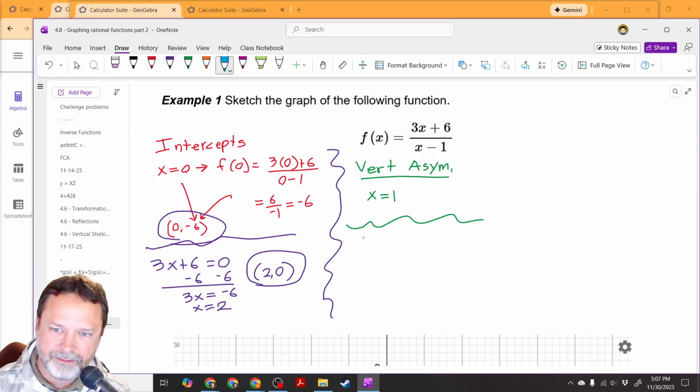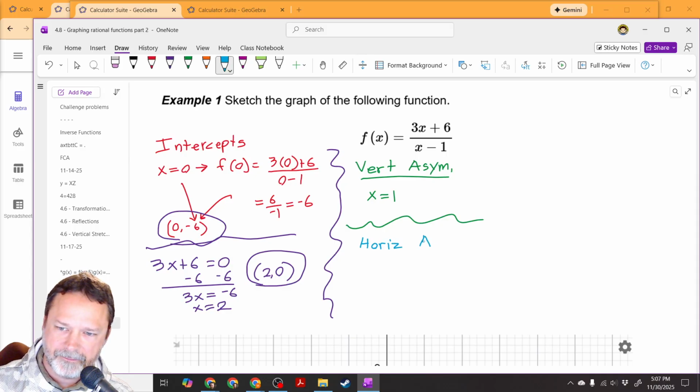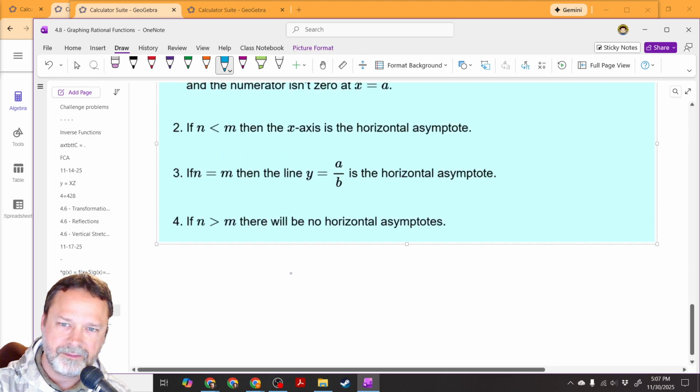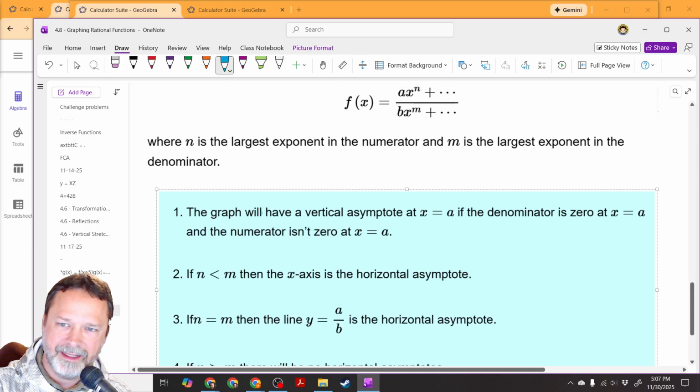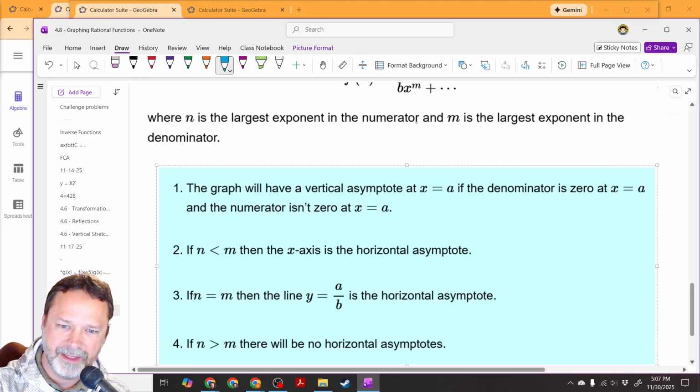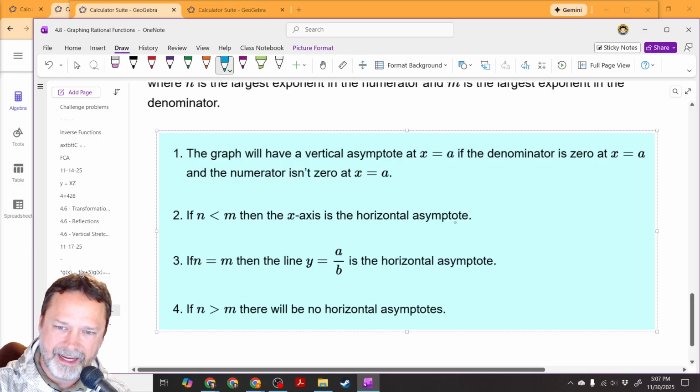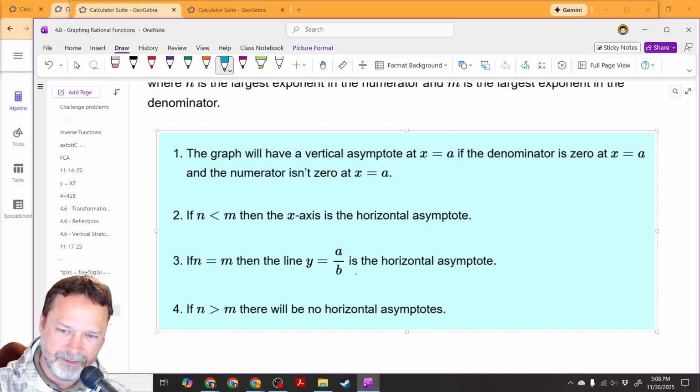Okay. Horizontal asymptotes. Remember, we had some rules for horizontal asymptotes. Just to remind you, what are all those rules? Here they go. N is the degree of the numerator, m is the degree of the denominator. If n is less than m, the x-axis is our horizontal asymptote. If they're equal, then y equals a over b is our horizontal asymptote. If n is greater than m, there will be no horizontal asymptote.